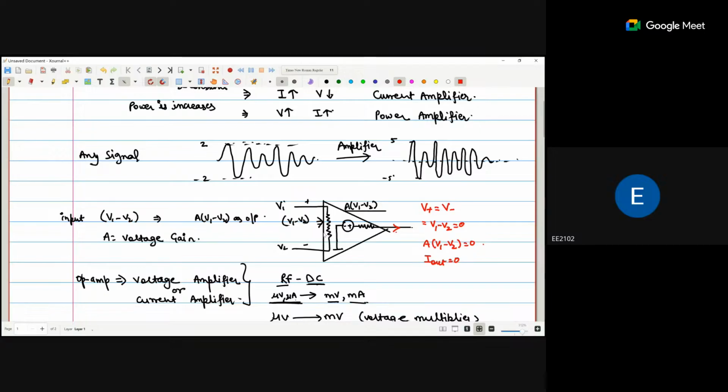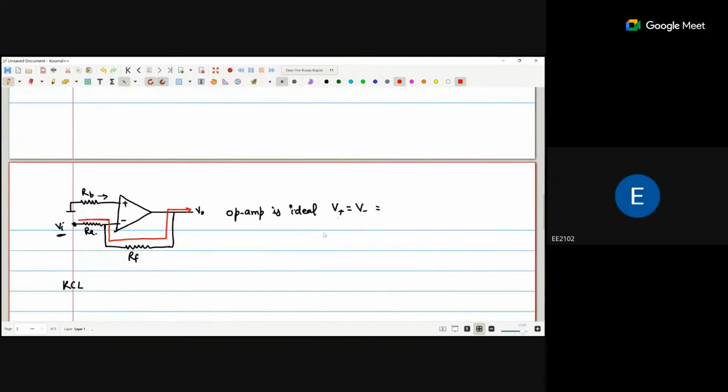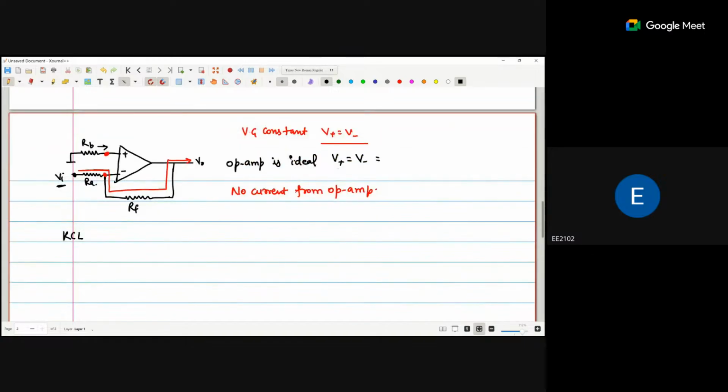So when we consider my operational amplifier with negative feedback, then always we apply the virtual ground concept. According to this, V positive voltage is equal to V negative voltage. Always remember this thing. And if these two point voltages are the same, no current will be passing through the operational amplifier. Yes, any doubt? Then if no current goes through the op amp, all the current will be passing from Vi to V out in this way.